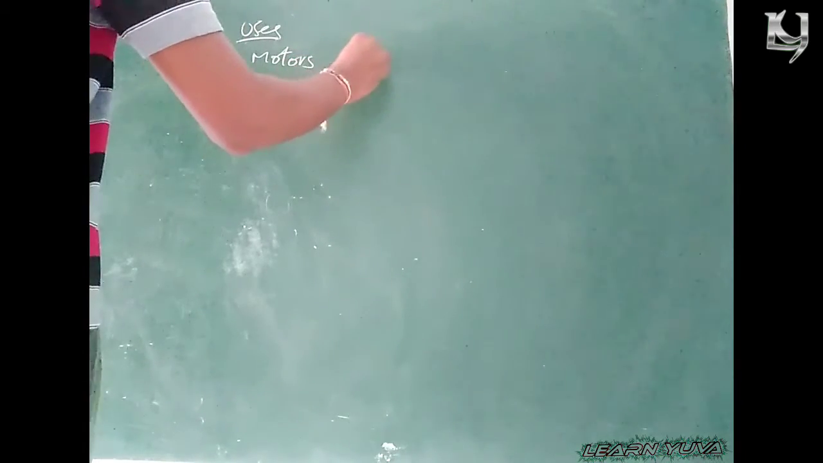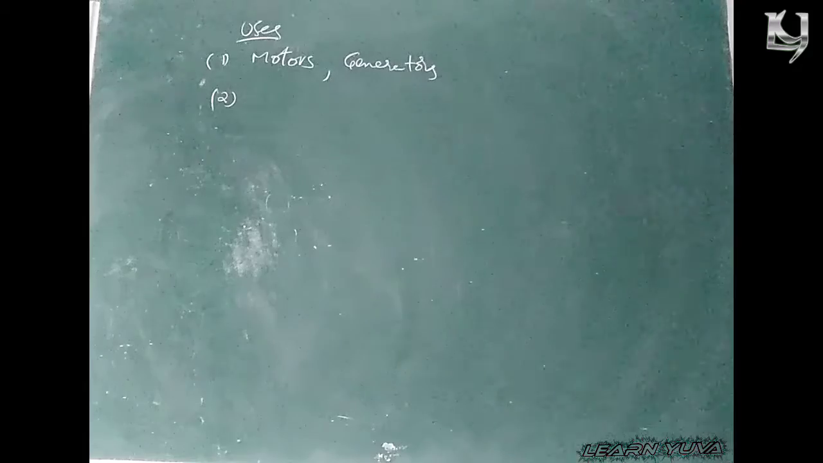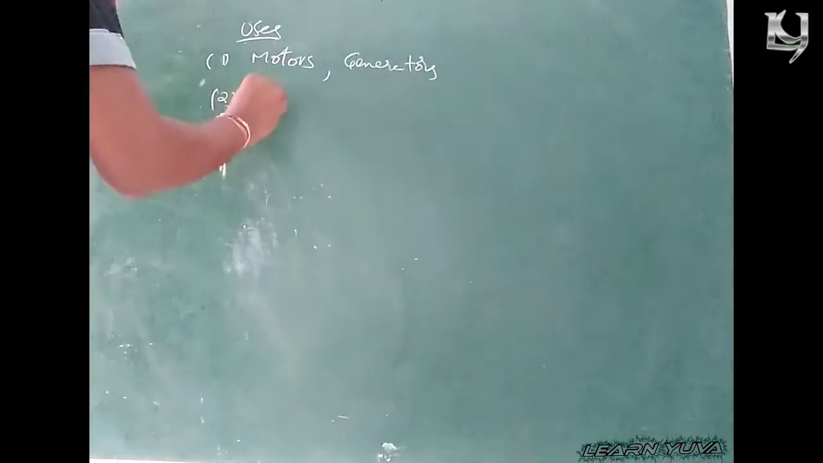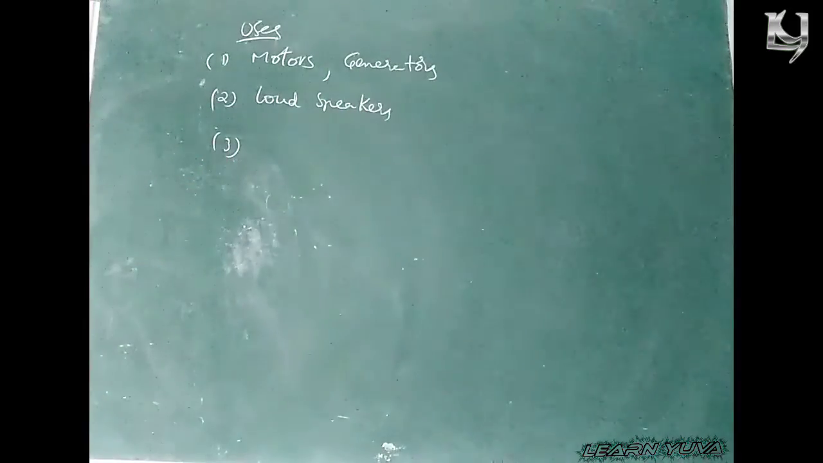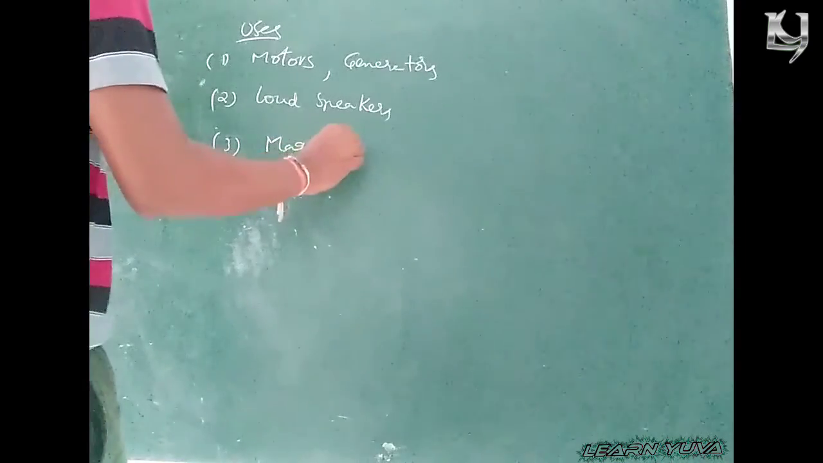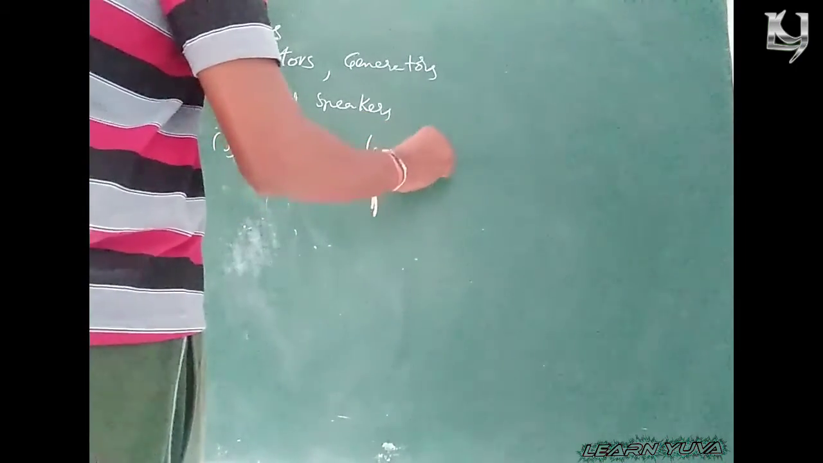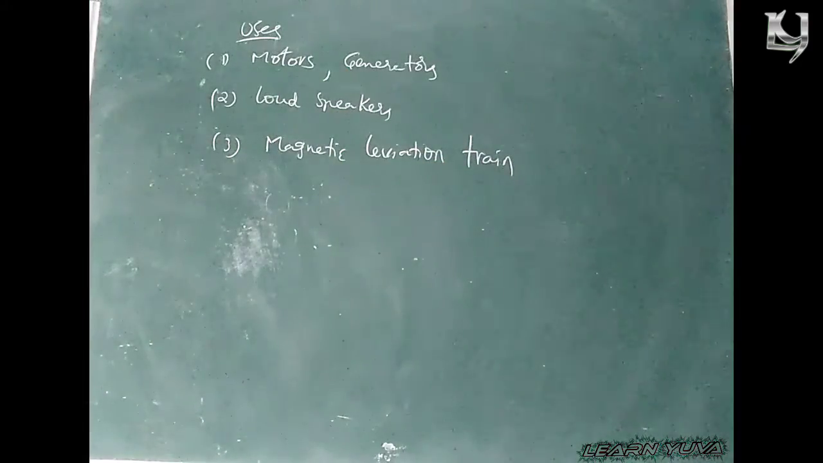Magnets are used in motors and generators, where powerful magnets are used. Next, we use magnets in loudspeakers. Next, magnetic levitation trains. There is a train which runs with the magnetic property.